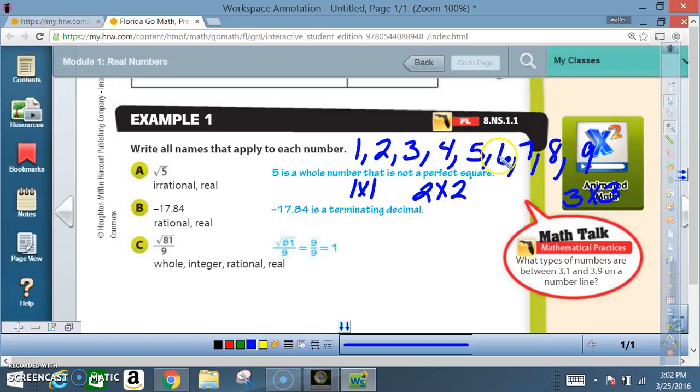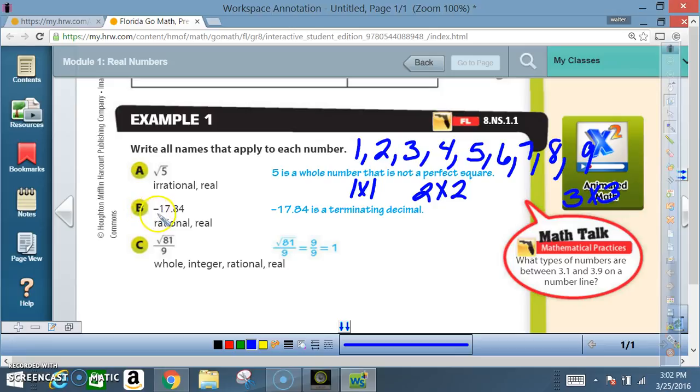6 would also be irrational. 7 irrational. 8 irrational. You cannot think of a number that, when you multiply it against itself, would give you 8. And remember that, don't confuse 4 times 4 with 4 plus 4. It has to be through multiplication. Now look at 9. What number, when you multiply it against itself, will give you 9? That would be 3 times 3. So therefore 9 would be rational.